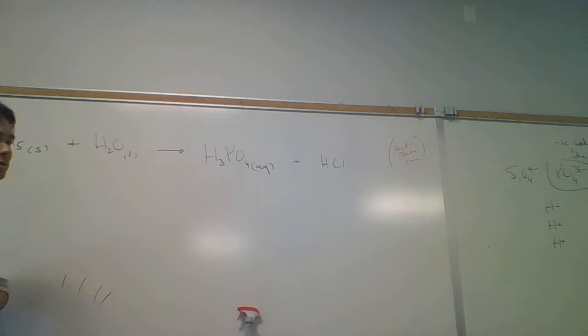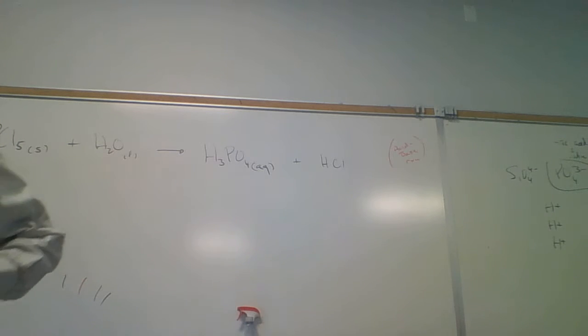In oxidation-reduction reactions, there's an oxidizer. What do oxidizers do? They lose electrons, or they take electrons? They take electrons. Reducers lose electrons. Can you name some reducers for me? Manganese is a reducer.